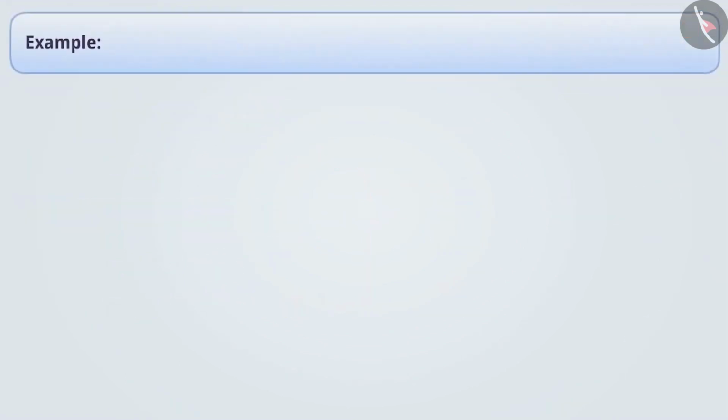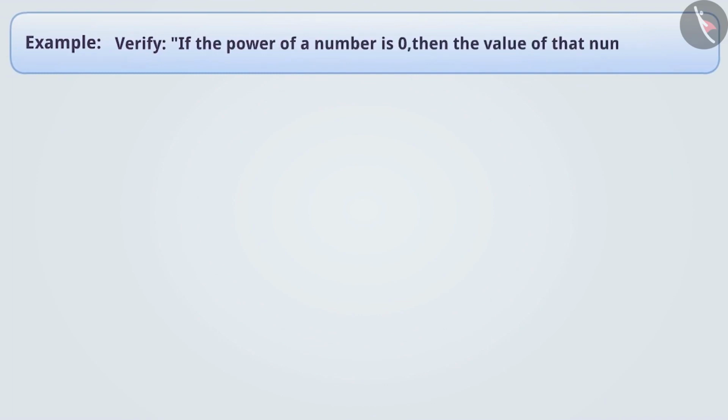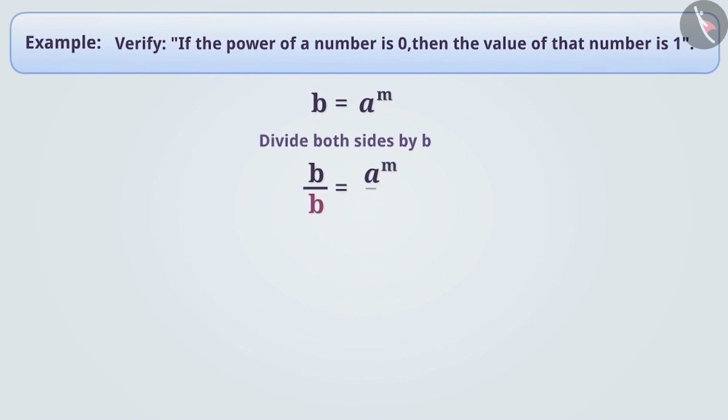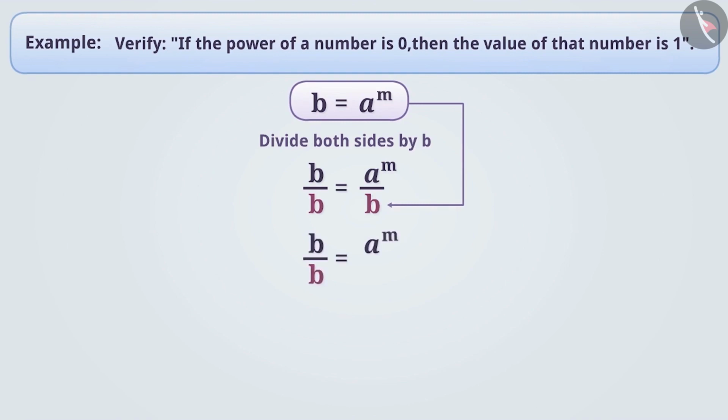Next example. Verify the statement: if the power of a number is 0, then the value of that number is 1. Let's verify it. Suppose b is equal to a to the power of m. Let's divide both sides by b. So, b by b is equal to a to the power of m divided by b. On the right side, we can write the value of b as a to the power of m. Hence, b by b is equal to a to the power of m by a to the power of m. On the left side, b is being divided by the same number, so the result will be 1.